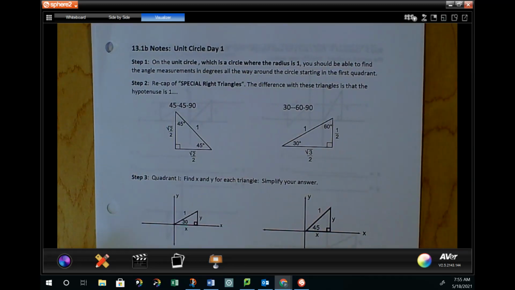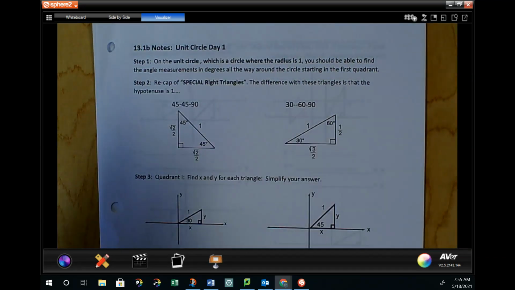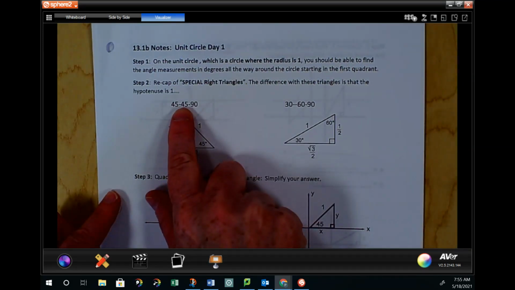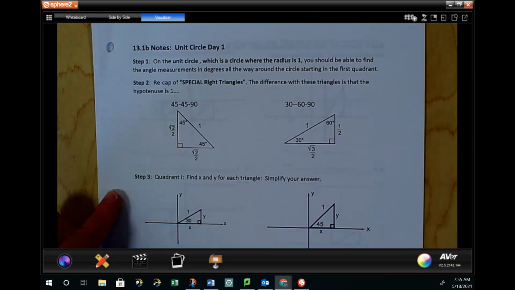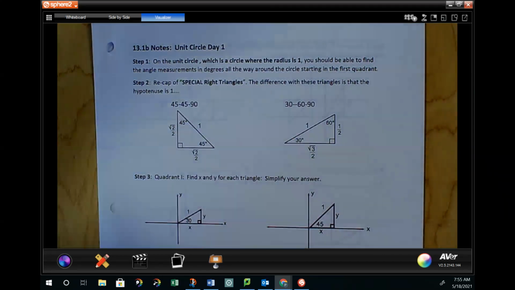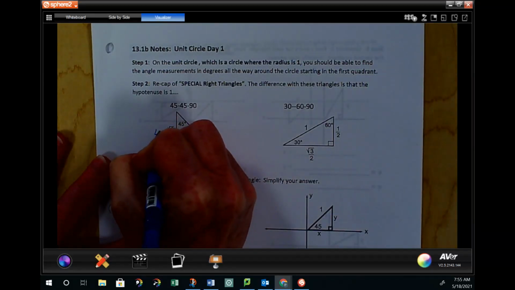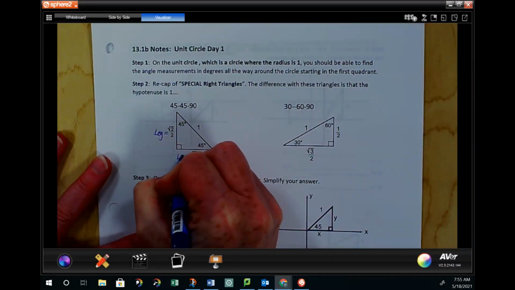All right, so in this one, this is how to do the unit circle, and we're going to use this idea of special right triangles. So you have the 45-45 special, and you have the 30-60-90 special. For the 45-45 special, remember that the sides of the triangle are going to be your legs. This is your leg, and this is your leg.